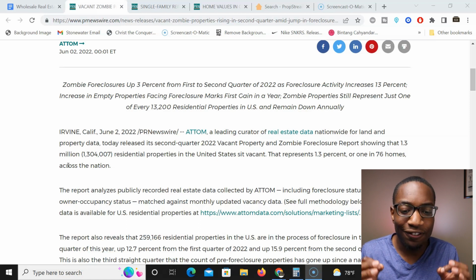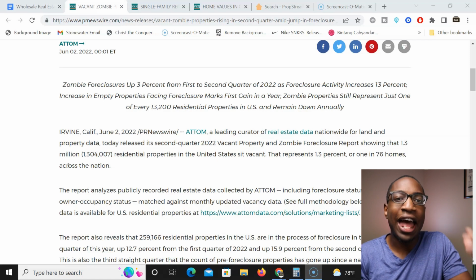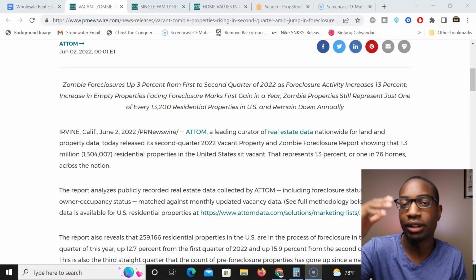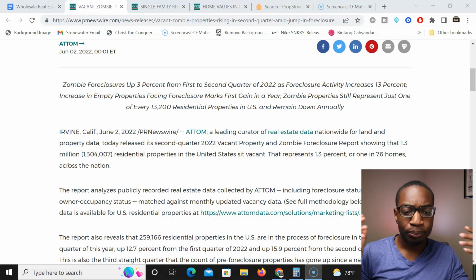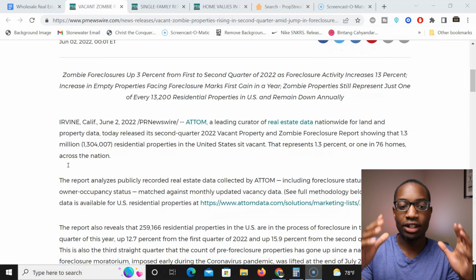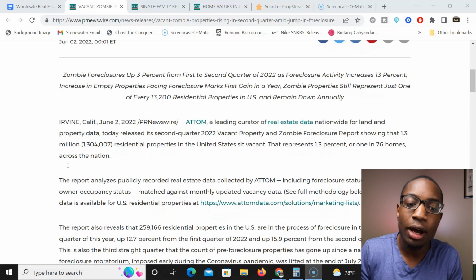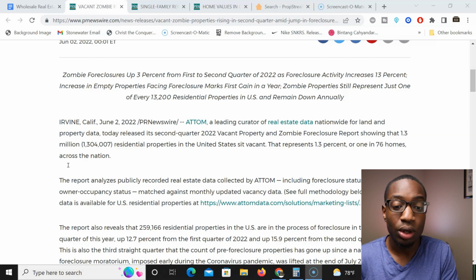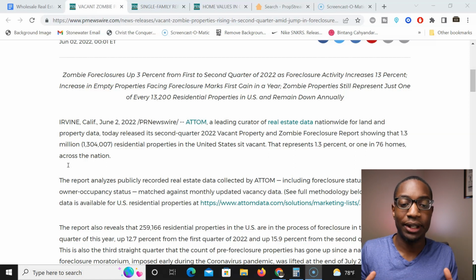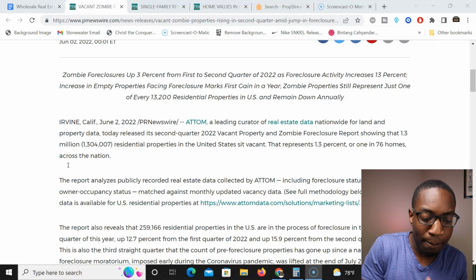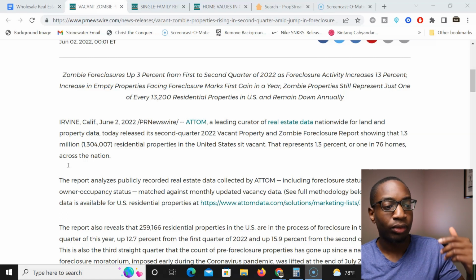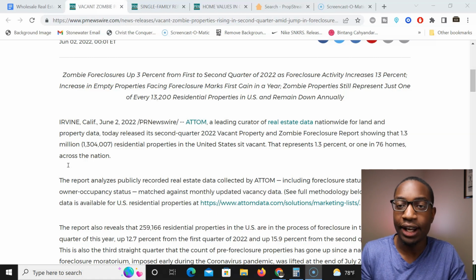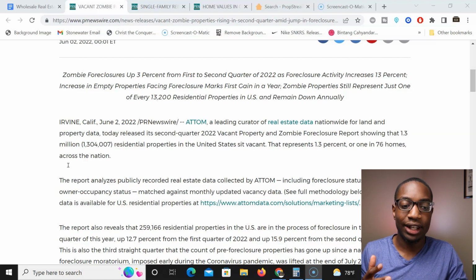So this is a very good list to target because you have that added layer. It's not only foreclosure, it's vacant property. It's not only vacant properties, it's a foreclosure. So here in this article, it was just talking about how zombie foreclosures are up 3% from first quarter to second quarter of 2022. So this is very important because we know that now more and more banks are handing out foreclosures to people where they didn't hand out during the pandemic and everything like that.